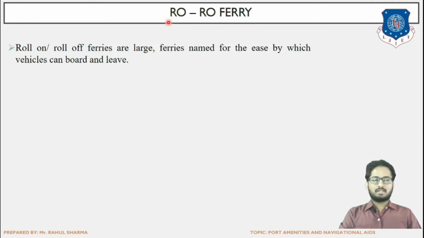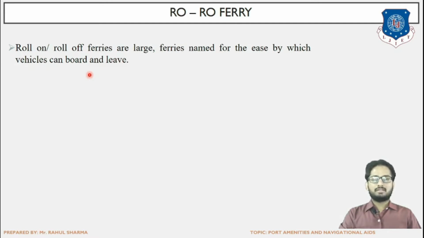Next term is Ro-Ro ferry. The full form is roll on, roll off ferry. Ferry is the word common with the previous slide. Only the new term added is Ro-Ro, which is roll on, roll off. Roll on, roll off ferries are basically larger as compared to the normal ferry, named for the ease by which vehicles can board and leave. That is, the rolling of vehicles into the ferry and rolling of vehicles outward from the ferry.